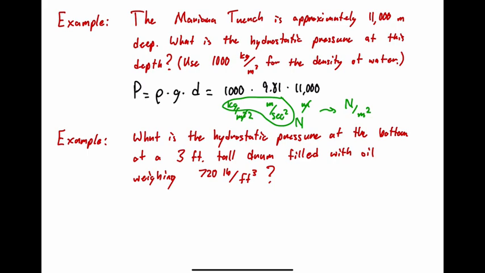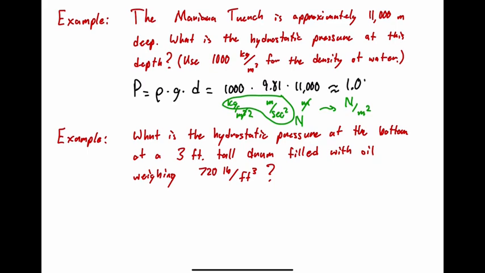Multiplying these numbers together, we have approximately 1.08 times 10 to the 8 newtons per meter squared. Newtons per meter squared has a special name. This is called pascals. So pascals, that's the same as newtons per meter squared. That is the metric measurement of hydrostatic pressure.